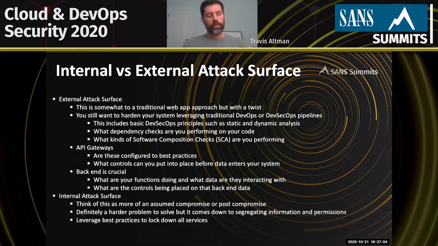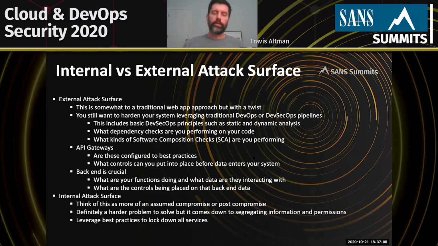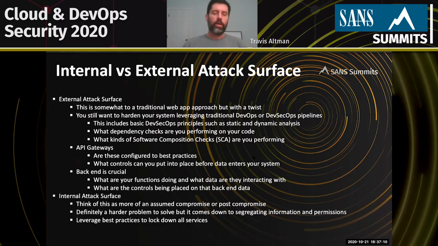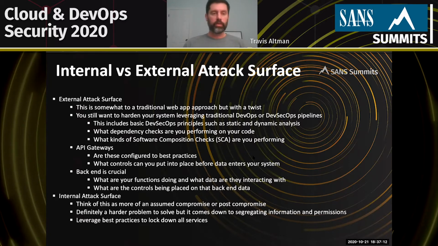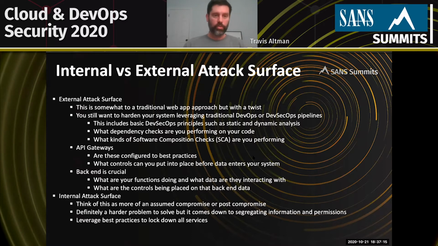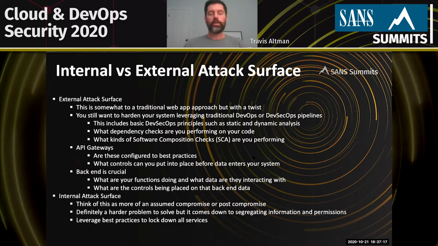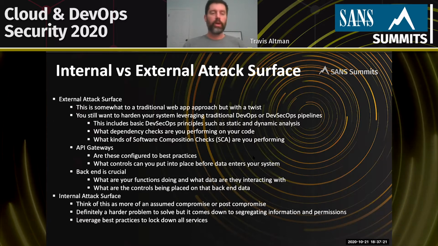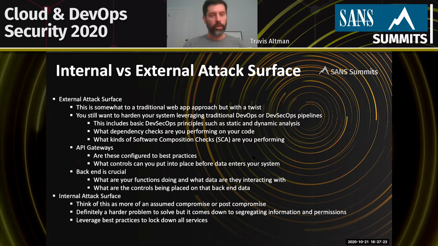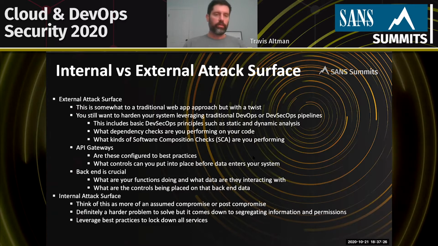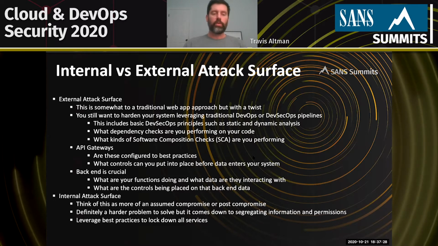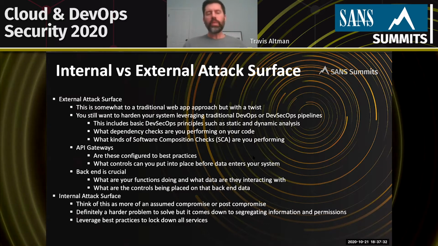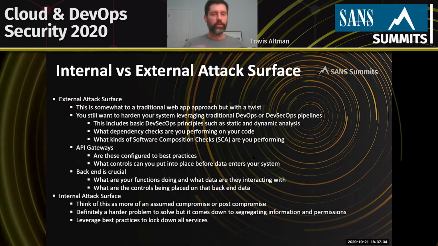Another thing to think about from the external attack surface is API gateways. I don't really want to get too deep into API gateways. There's a lot of information out there. What I suggest is that you look at some of the common best practices to implement API gateways, whether that's authentication or load balancing. There's a lot of good information out there, but an API gateway is a key component of any externally facing serverless function. So I encourage you to implement those and implement those properly. And I would say the backend is crucial, which is going to lead into the internal.